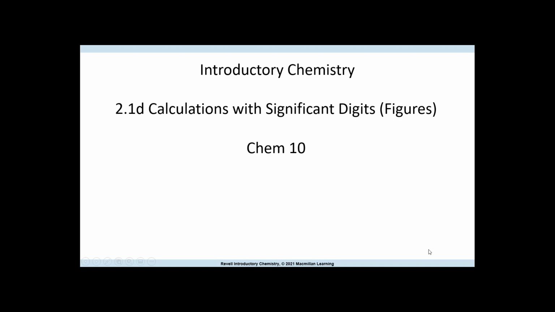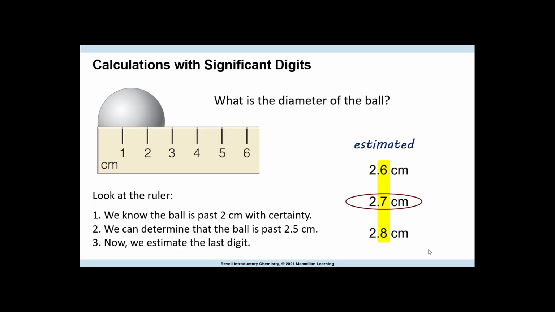Hi class, we are now on the last section of 2.1. This is doing calculations with significant figures, also known as significant digits. They mean the same thing. So let's take a look at how significant digits and not reading them right can affect your answer.